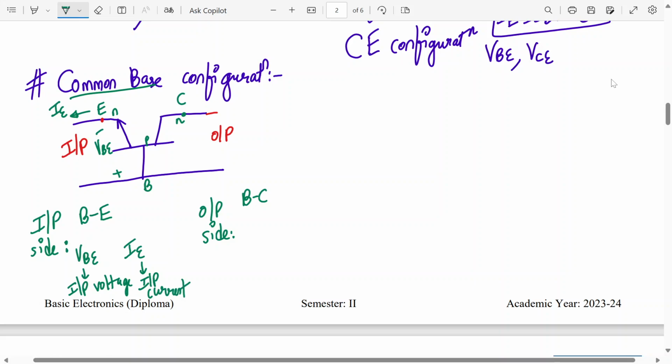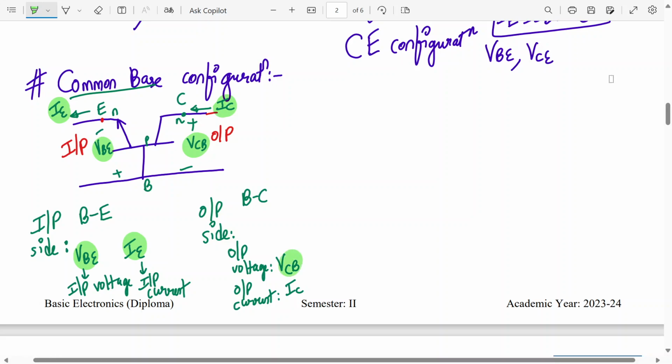Let's go to the output side. What is my output voltage? Output voltage is VCB, right? Yeah, VCB. And what is my output current? IC. ये वाला IC. Yeah. So output current is IC because base terminal is common. So these four are important: IE, VBE, IC, VCB. Okay, this is VBE, IE, VCB and IC.